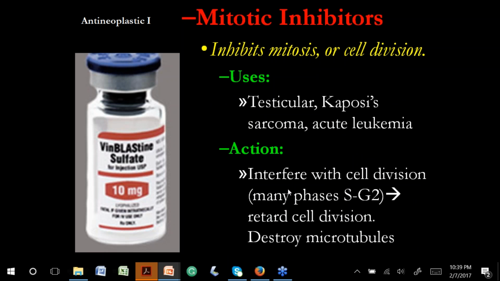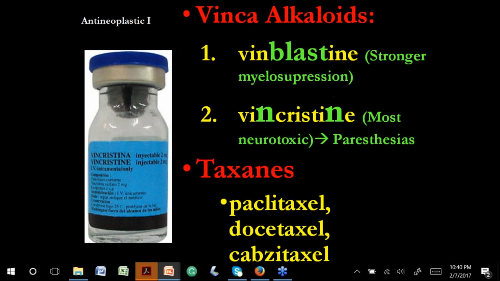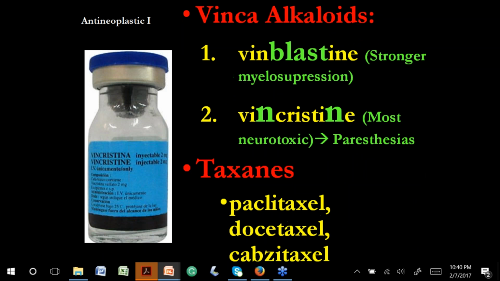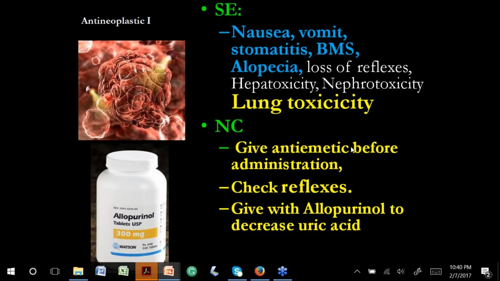Then we are going to talk about the mitotic inhibitors. Mitotic inhibitors are going to stop the mitosis. We have two main things that we need to remember here. We have vinblastine. Blastine is the stronger myelosuppressor. Blast, remember. And vincristine is the most neurotoxic. Neurotoxic, you know what paresthesias are again? Paresthesias are numbness, right? Those are the tingling, the main thing.